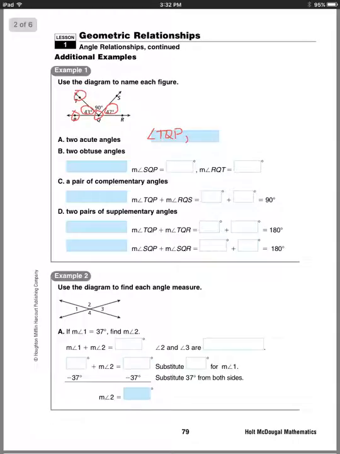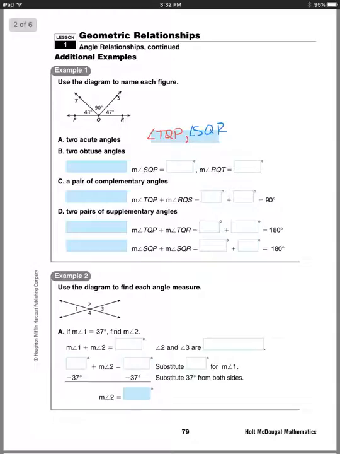And for the next, we have S, Q, and R. So we either start with S or R, Q goes in the middle, and then R or S goes second. The obtuse angles are a little bit more difficult, okay? Because you look on there and there's no angles that are more than 90 degrees. We have one that's exactly 90, but that is not obtuse. That's a right angle.